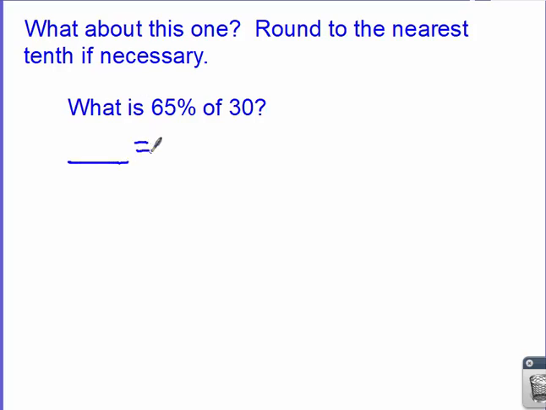Is equals, we want to turn 65% into a decimal. So where's the decimal in 65%? It's right here at the end. I've moved my decimal 2 places to the left. 65% as a decimal is 0.65. Of means times 30. Now we go to our calculator and you type that in.